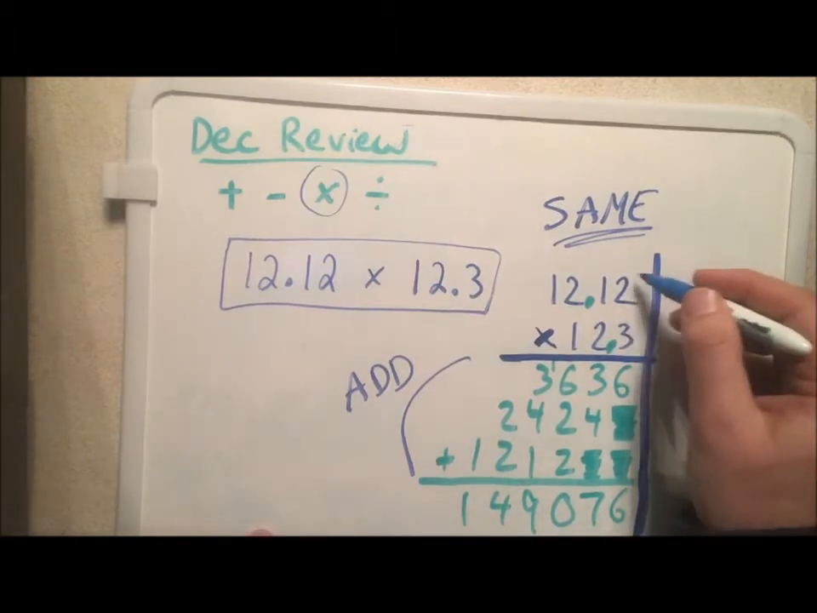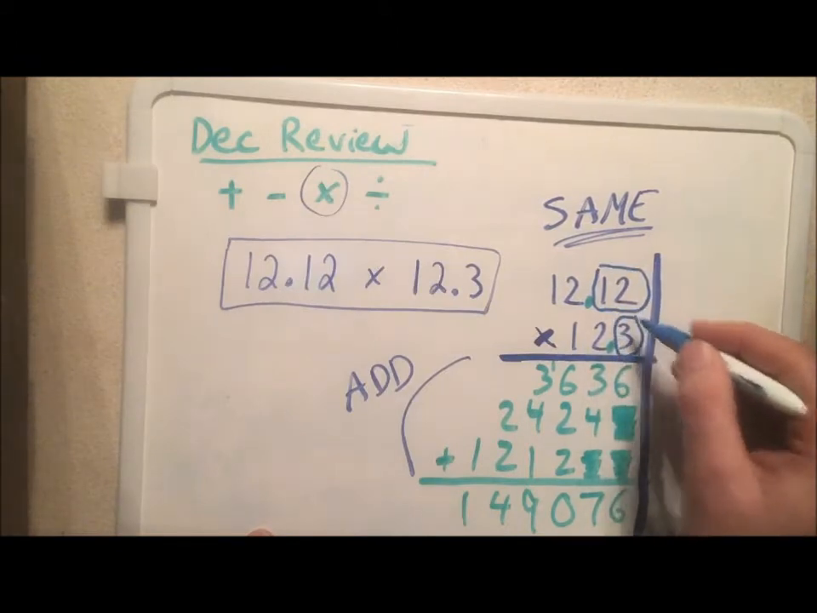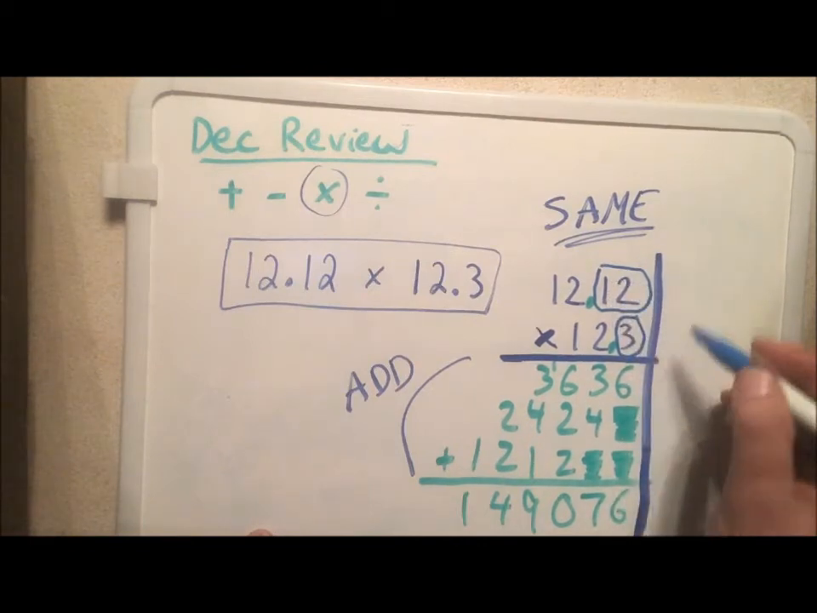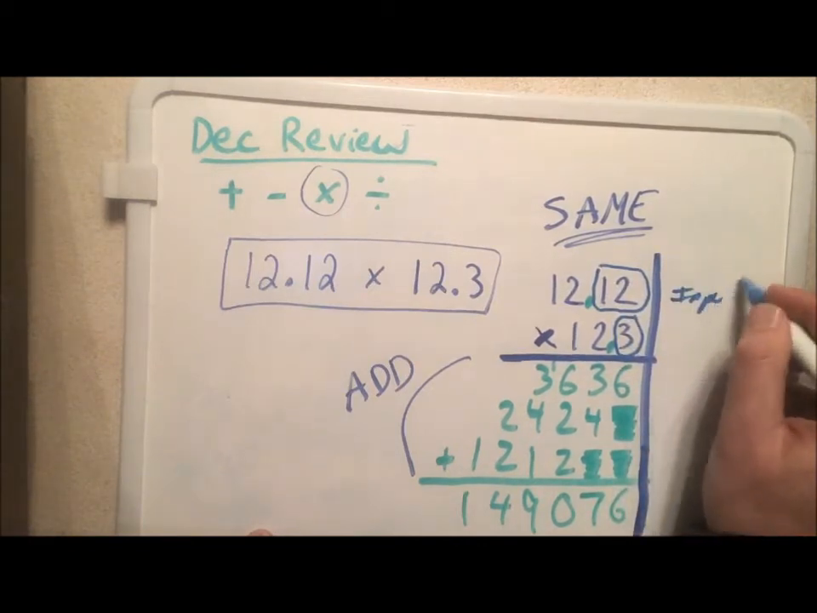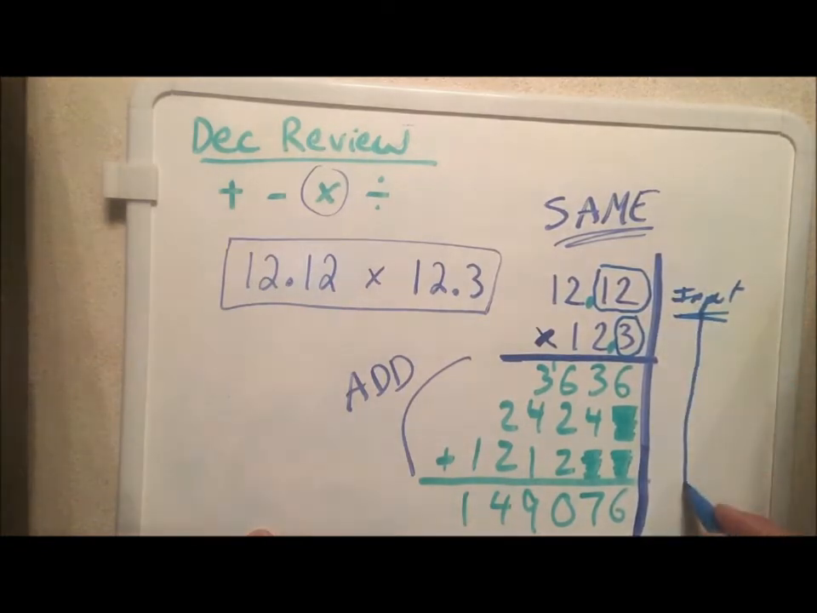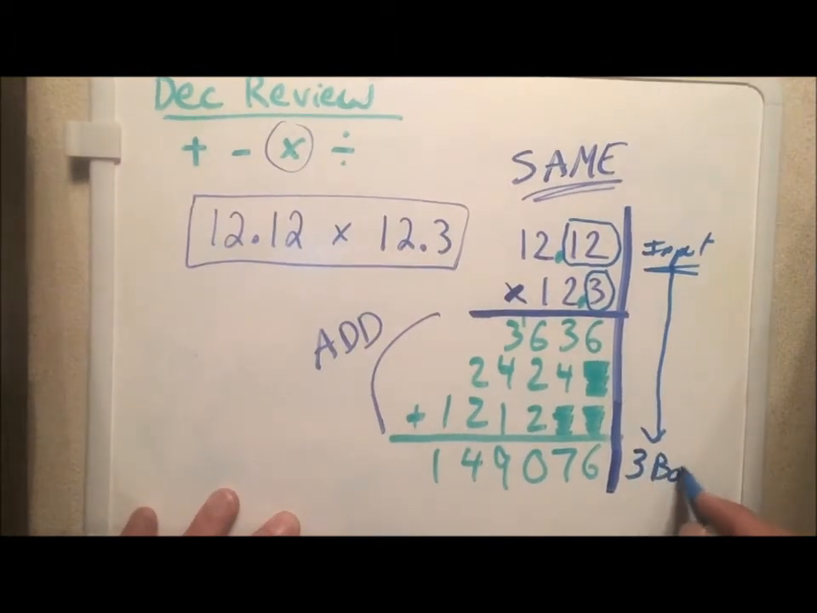If we look, how many decimal places do we have? 1, 2, 3 decimal places. That's just a coincidence that they're the same digits. 1, 2, 3 decimal places in our input, okay? So we have to take account of these 3 decimal spots. So what we do, to take care of that, is we do 3 bounces.